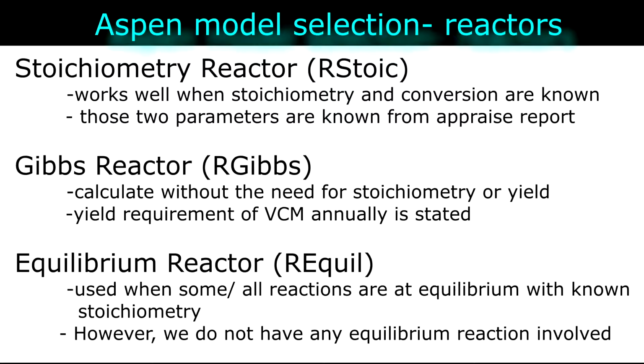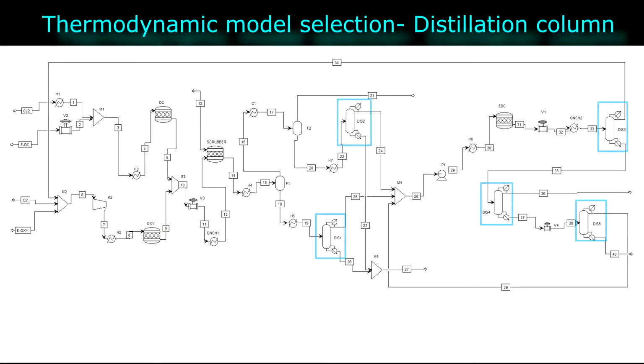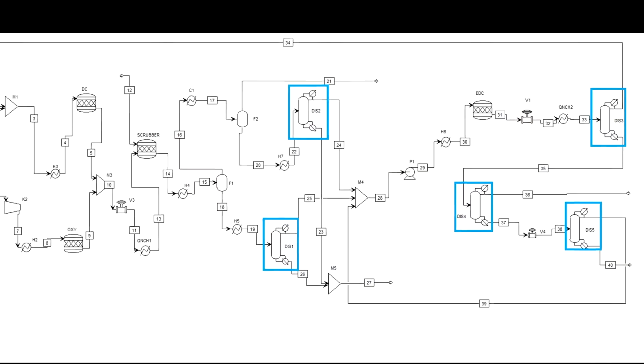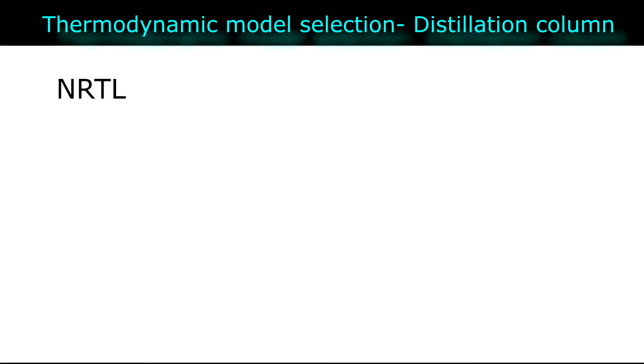The stoichiometric reactor is the most suitable model because we have the required input, which are the conversions of the reaction and one or more of the feed streams being identified. The thermodynamic model being selected for the distillation columns is NRTL model based on the same justification as mentioned earlier.